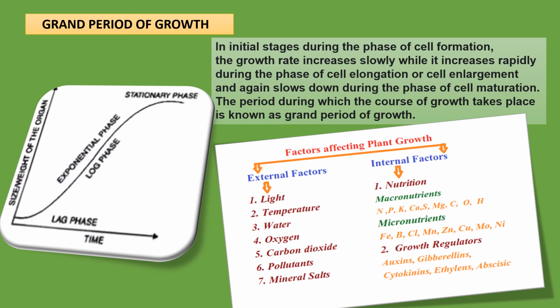And internal factors are nutrition, that is macronutrients, which include nitrogen, phosphorus, potassium, calcium, sulfur, magnesium, carbon, oxygen or hydrogen. And micronutrients, which includes iron, boron, chlorine, manganese, zinc, copper, molybdenum and nickel. And the second internal factor is growth regulators, that is the hormones. You can say auxins, gibberellins, cytokinins, ethylene and abscisic acid.